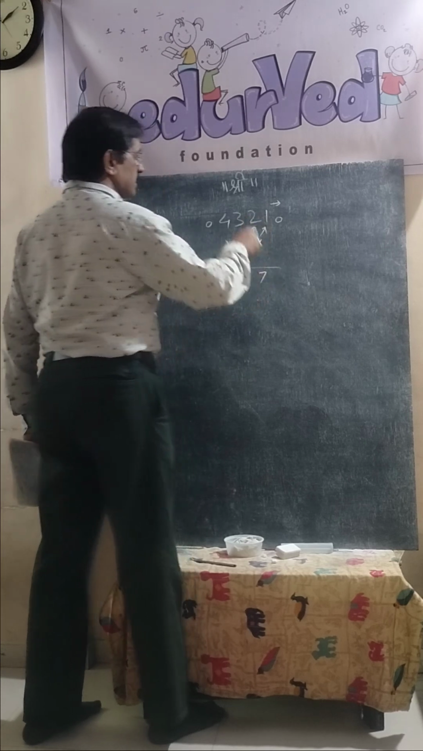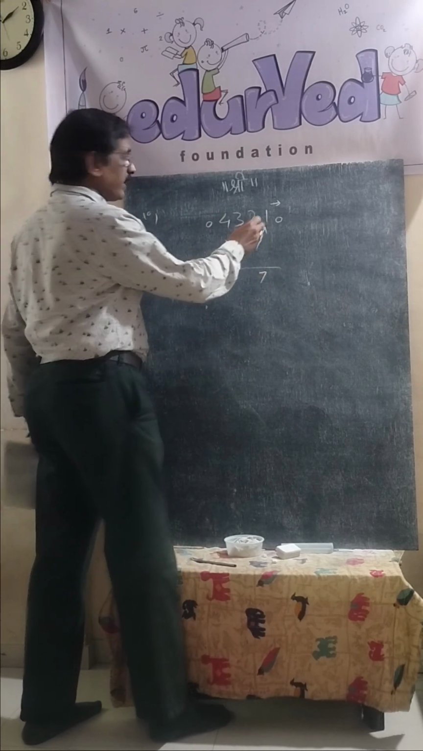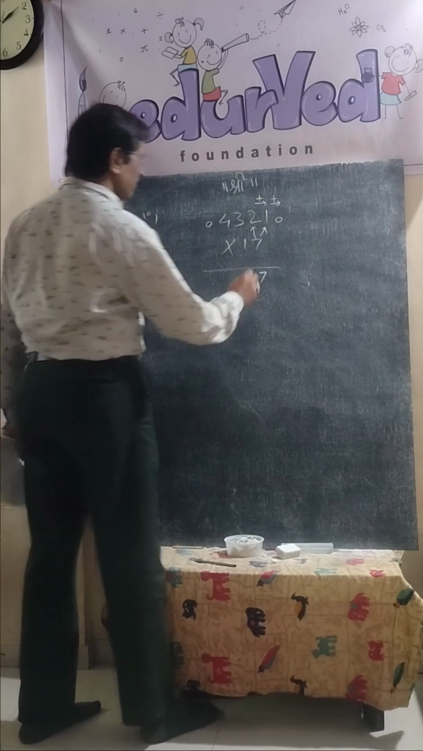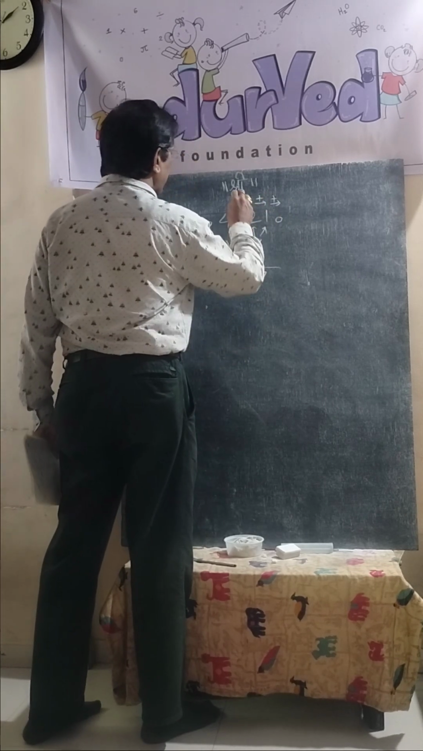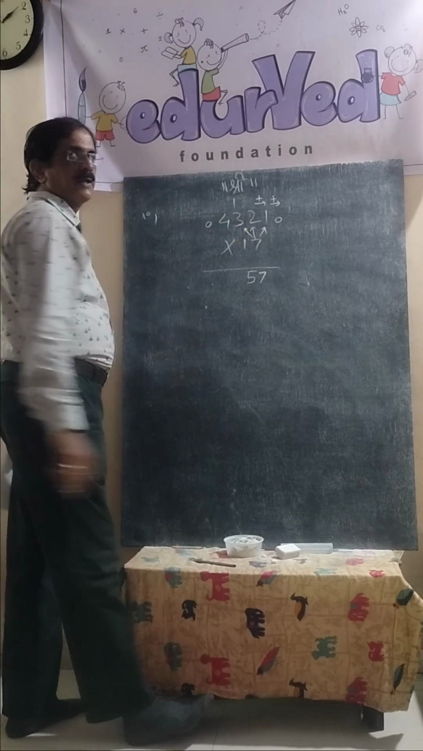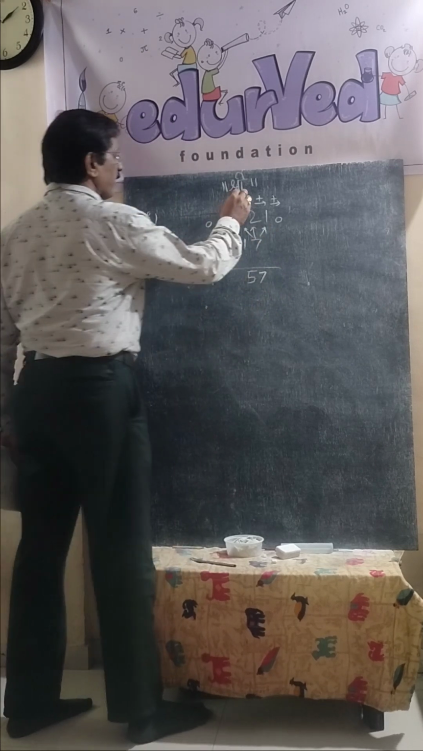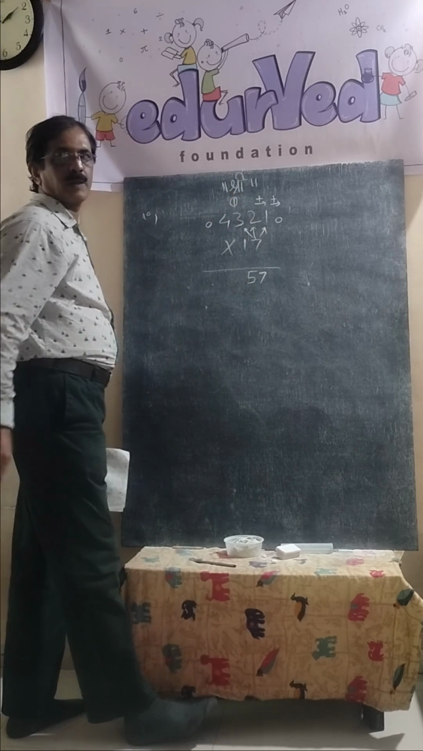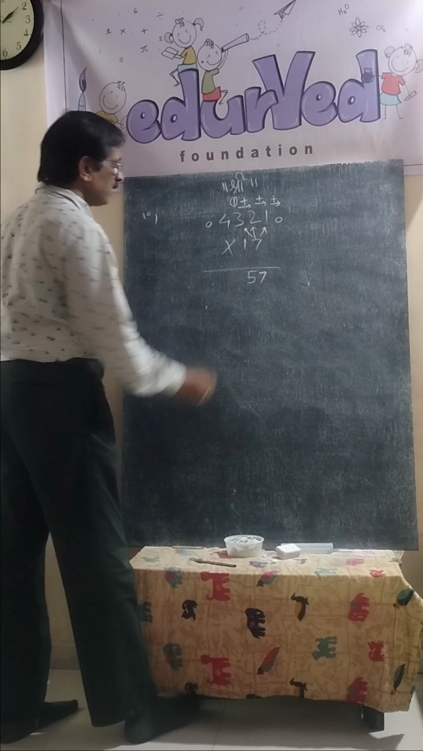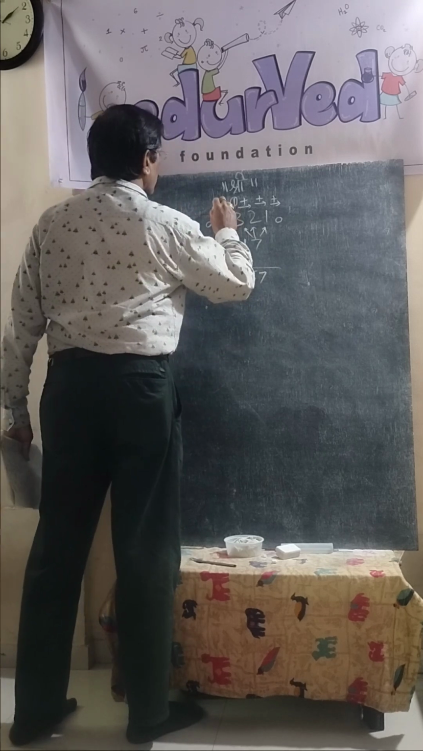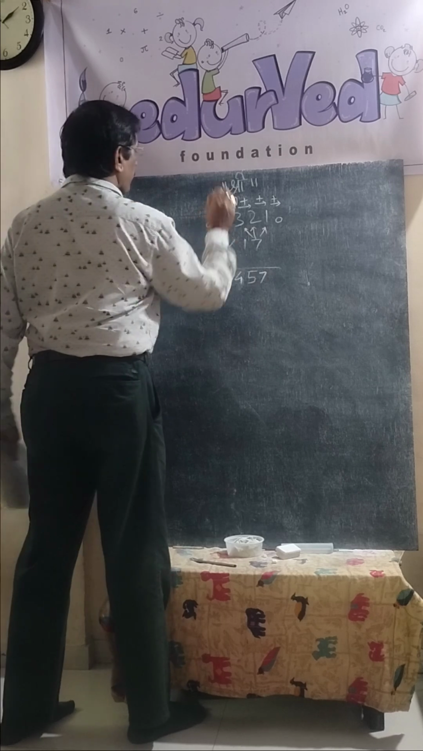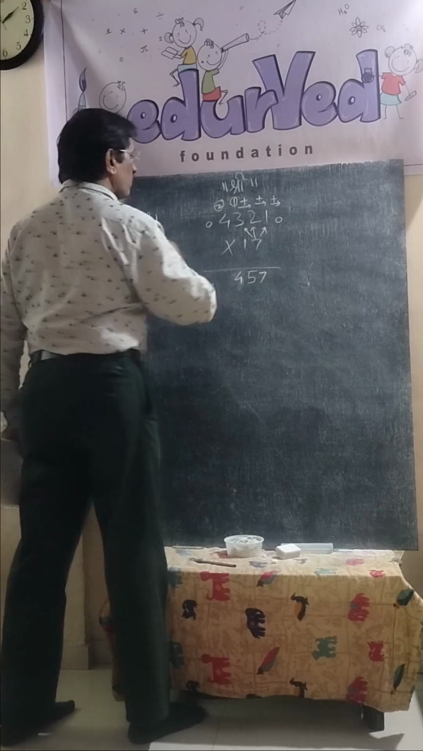Next step is 7 into 2, 7 twos are 14. 14 plus this adjacent 1, that will be 15. Carry 1. Now next step is 7 into 3, 7 threes are 21. 21 plus this 1, 22. 22 plus this adjacent 2, that will be 24. Carry 2.